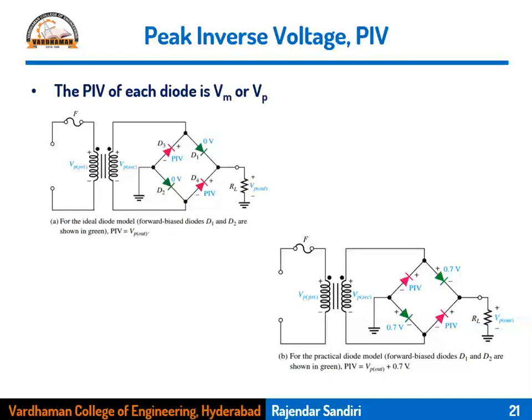Whereas in case of full wave rectifier with center tap transformer, for one diode itself we got it as 2 Vm. Very important difference here. For full wave rectifier, the peak inverse voltage for one diode only is 2 Vm. But in this case, for 2 diodes it is 2 Vm, for one diode it is Vm only. That is the difference between full wave rectifier and bridge rectifier in terms of PIV.